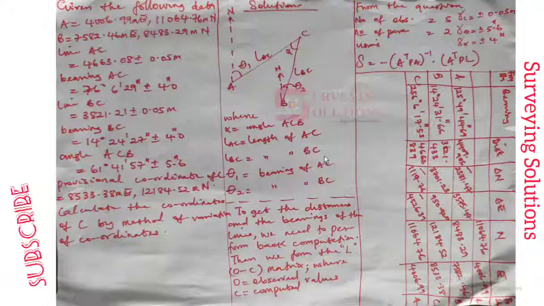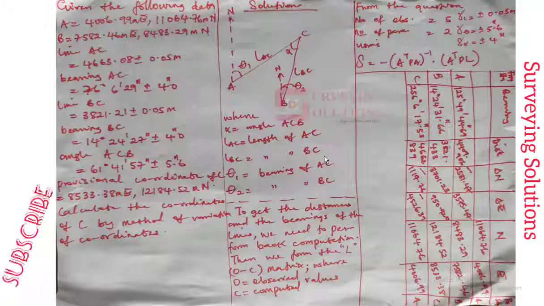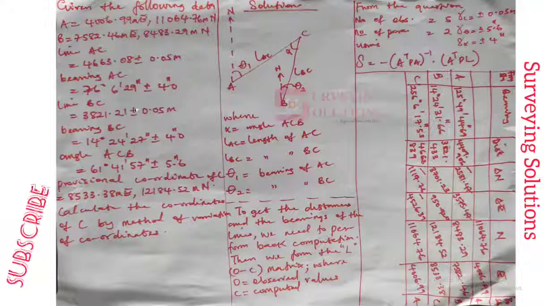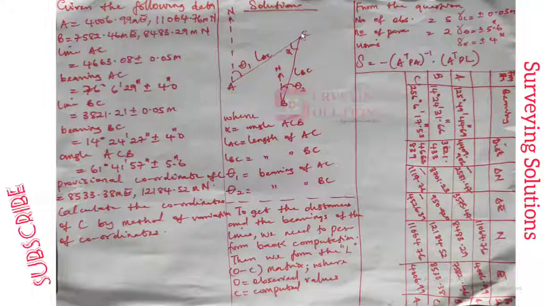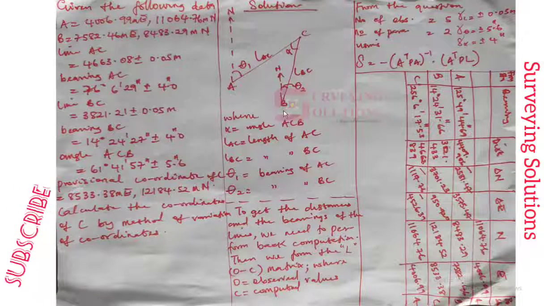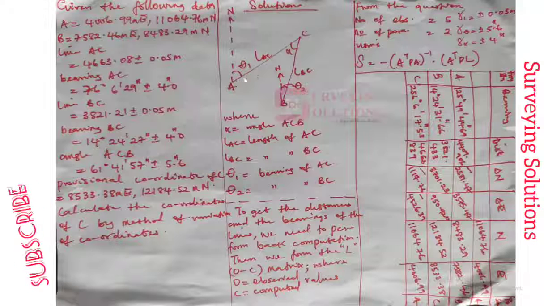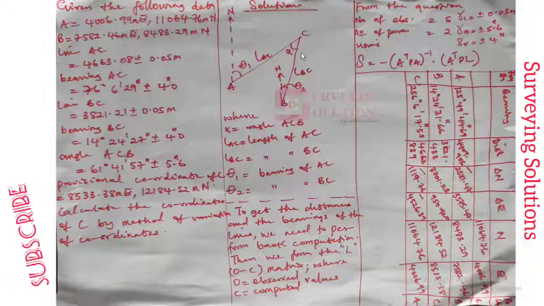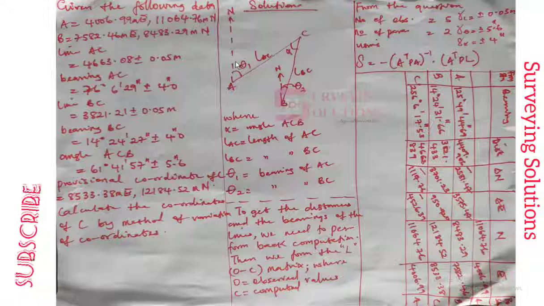All right, now let's look at the question we have on ground. We are given the coordinates of two known points, and we're also given the provisional coordinates of one unknown point, which is C. This point C is unknown. These two points are known. We are given the bearings of AC and BC, their distances as well, and an angle that was observed at this point, right? Good.